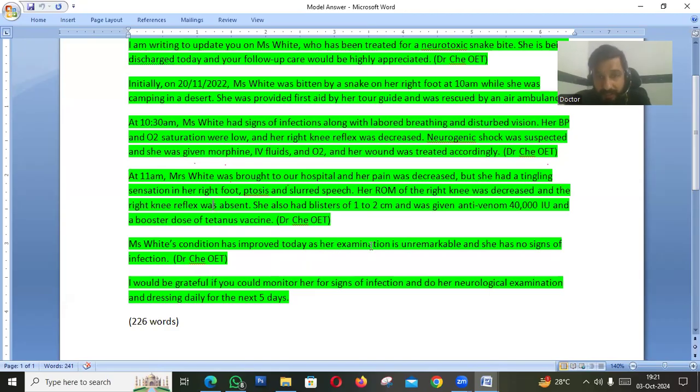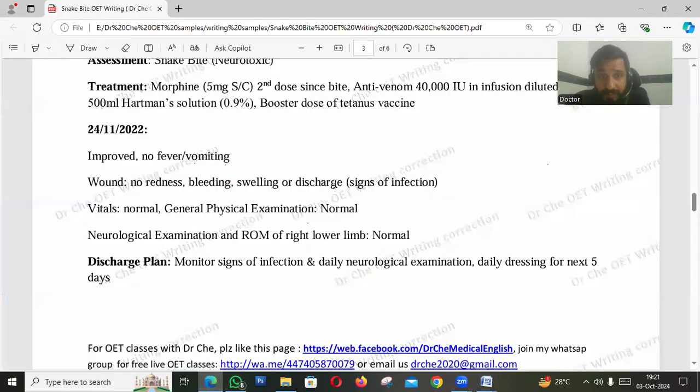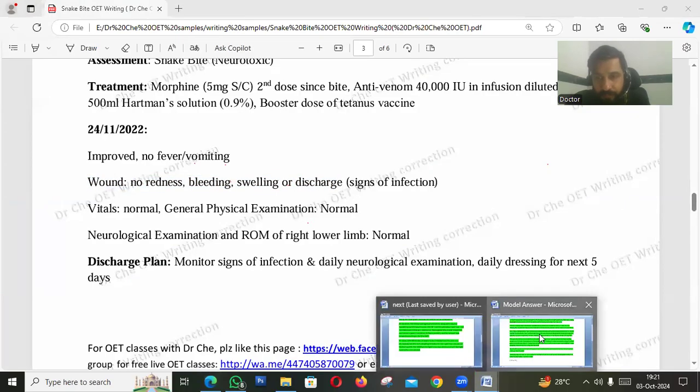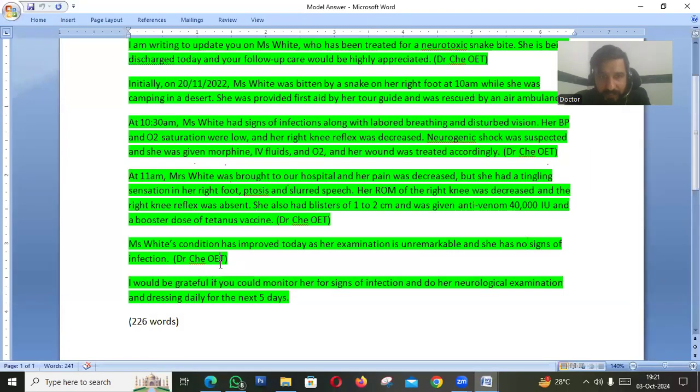As her examination. So why has it improved? As her examination is unremarkable. Okay, examination is okay. And she has no signs of infection. Again, I am using conciseness. Again, all of these things are signs of infection. Now I'm saying no signs of infection. At the start, I was saying signs of infection, okay? And has no signs of infection, okay?